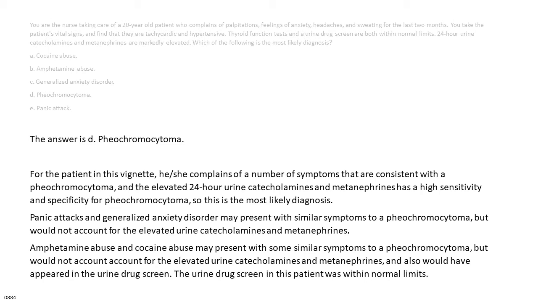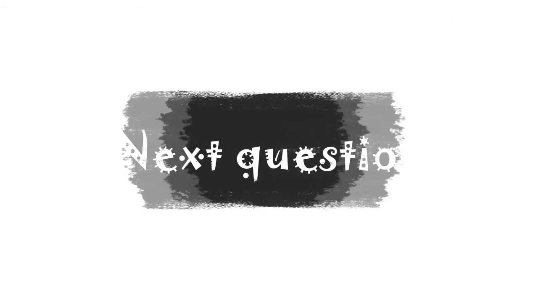Panic attacks and generalized anxiety disorder may present with similar symptoms to a pheochromocytoma, but would not account for the elevated urine catecholamines and metanephrines. Amphetamine abuse and cocaine abuse may present with some similar symptoms to a pheochromocytoma, but would not account for the elevated urine catecholamines and metanephrines, and also would have appeared in the urine drug screen. The urine drug screen in this patient was within normal limits.